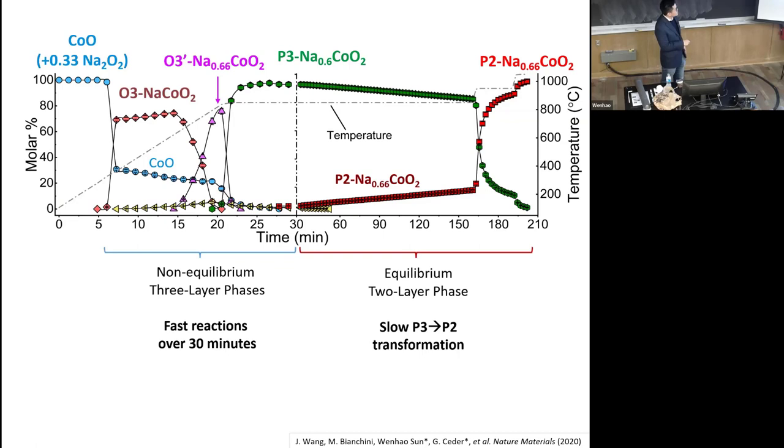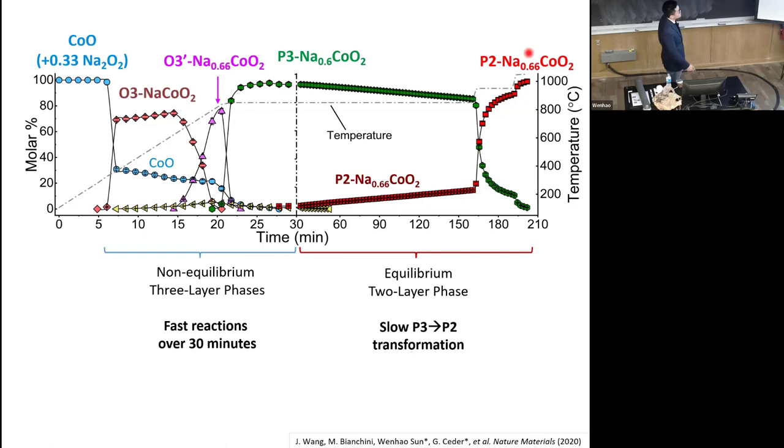In this very short time regime, within 30 minutes, we see multiple phase transformations that go through these three layer phases. So very fast reactions through these non-equilibrium phases. And then after we form this phase, P3, we have a very long annealing period where nothing happens. This gray line is the temperature. If we kick the temperature up, we can finally get this metastable P3 phase to transform into the equilibrium P2 phase. So P2 is indeed the equilibrium material. It just forms a lot of non-equilibrium intermediates in the beginning.